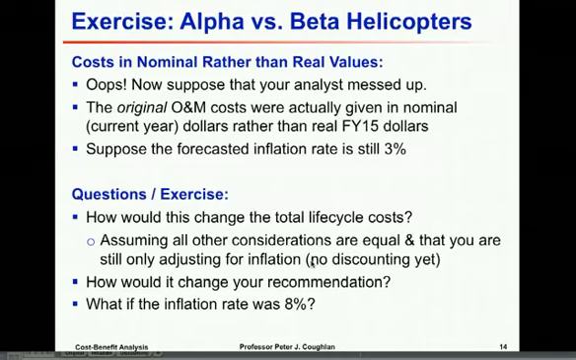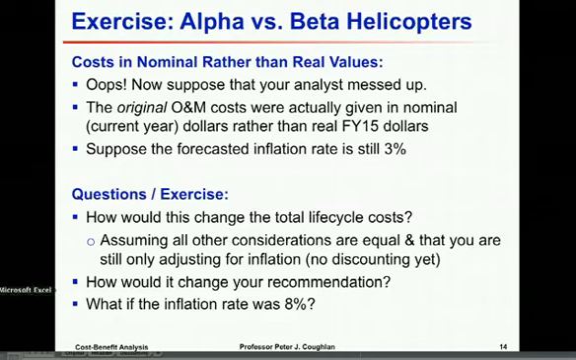And now, suppose we have that 3% inflation rate. Figure out how that would change the total life cycle costs, and again, only focusing on inflation right now. We're not going to adjust for anything else. No discounting yet. What we mean by discounting, as distinct from adjusting for inflation, we'll get to in a minute. How would it change the recommendation?